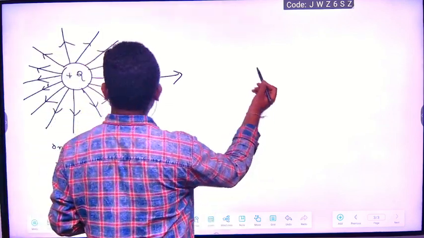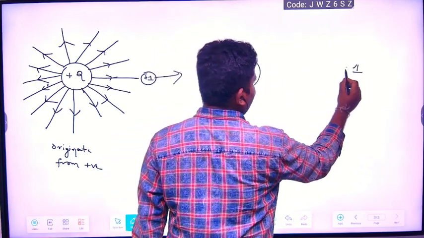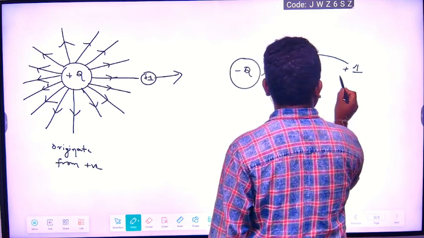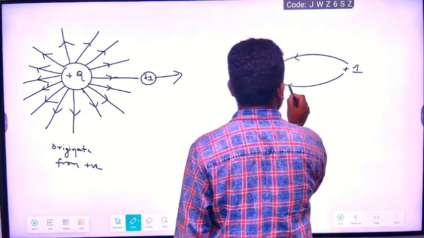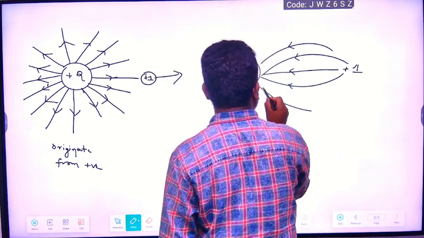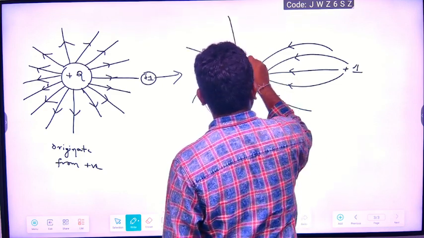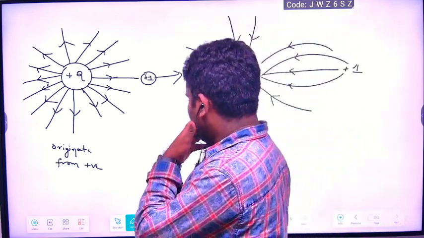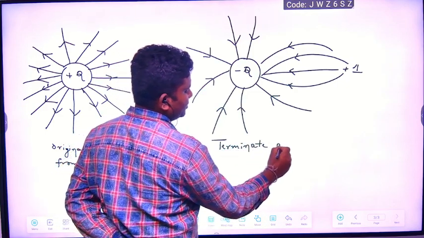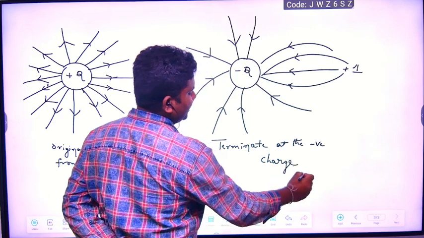Now if I take a negative charge, for example minus q, and a test charge of plus, I always say the test charge is taken as positive. Now this test charge will be attracted by the negative charge, right? So what is the direction of electric field? The direction is towards the negative charge. The electric field lines are always towards the negative charge. It is attracting the test charge, so you can write that they terminate. Electric field lines terminate at the negative charge. They originate at positive charge and they terminate at negative charge.